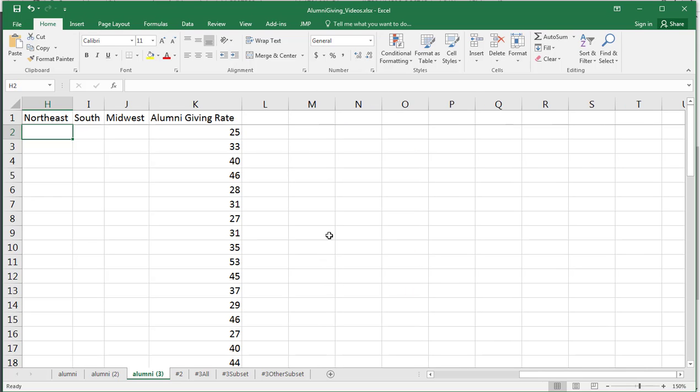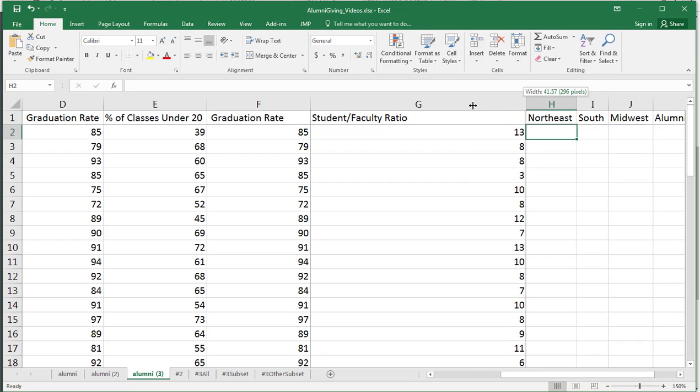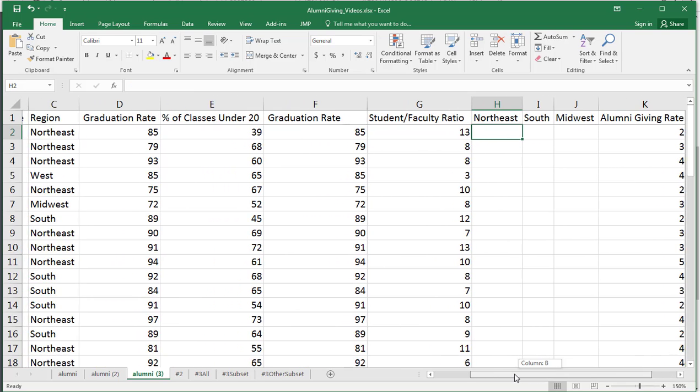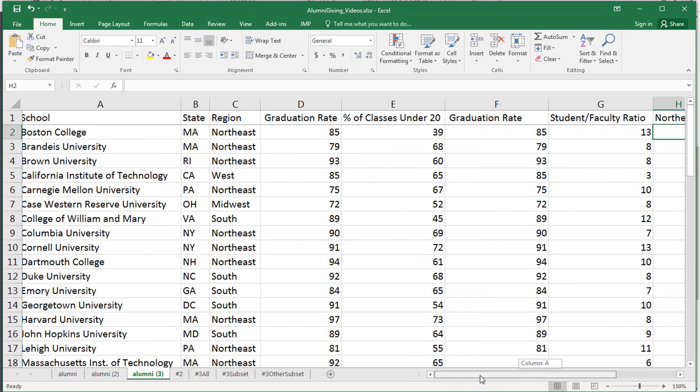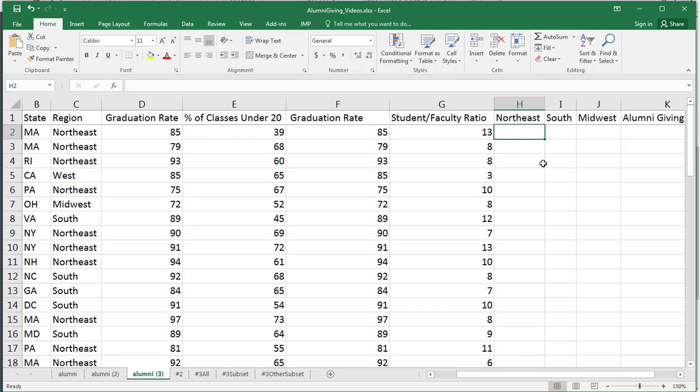And so what I want to do is create a multiple regression that uses graduation rate, student-faculty ratio, Northeast, South, and Midwest, to try to help us understand what the alumni giving rate looks like. So how do I get these dummy variables? Well, if I go over here, the first university is Boston College. It's in the Northeast, so this would be a 1. So I go through and manually code those, or I'm going to do an if statement.